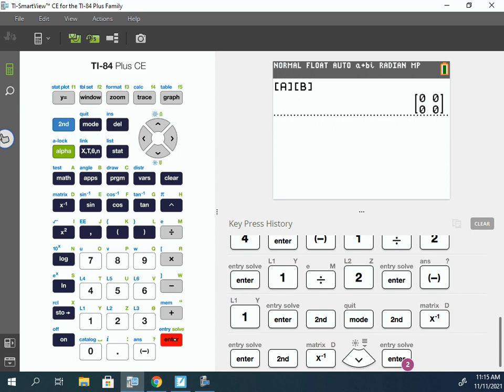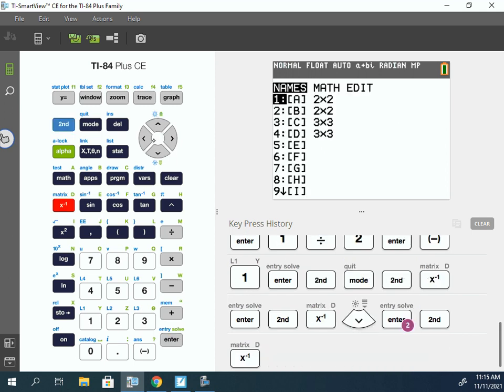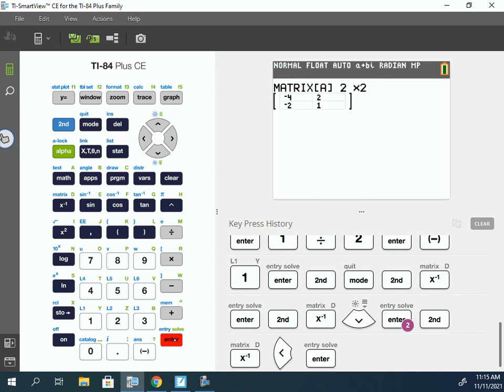Well, let's look at the next one. We could do this by hand, or we can do it in the calculator. I have a feeling y'all want to do it in the calculator, yes? Okay. So if we look at B, the second one, we can go second matrix over to edit and hit enter.